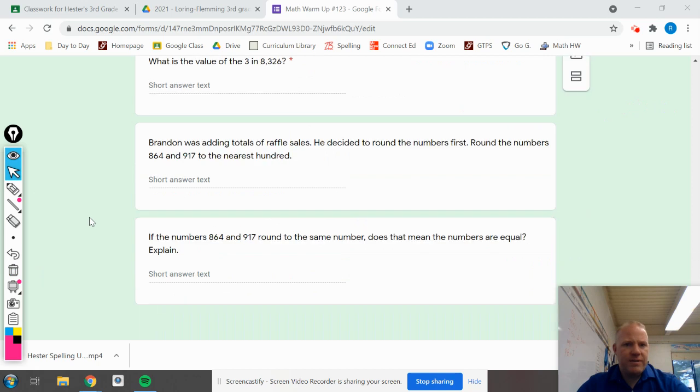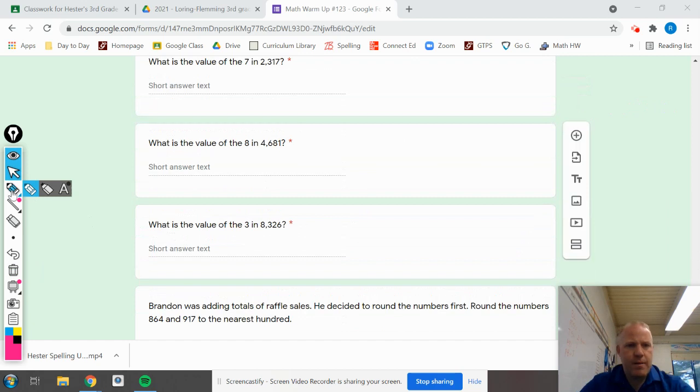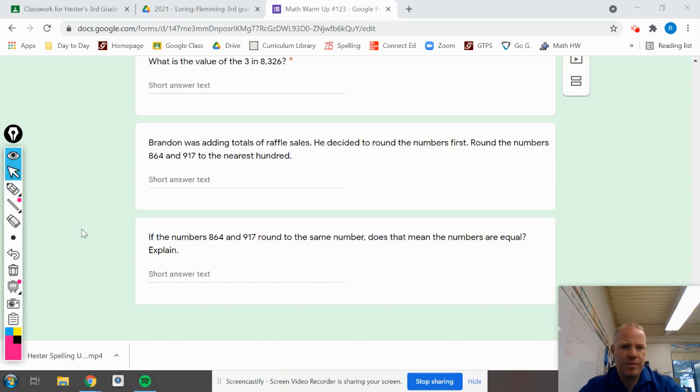What's the value of 7 in 2,317? Well, the 7 is in the ones place, so 7 times 1 equals 7. What about the 8 in 4,681? Well, when you say it, you can hear it, 80. So let's look. 8 is in the tens place. 8 times 10 is 80. What about the 3 in 8,326? Well, 3 is in the hundreds place, so 3 times 100 equals 300. Sweet. Let's move it on down to the next problem.